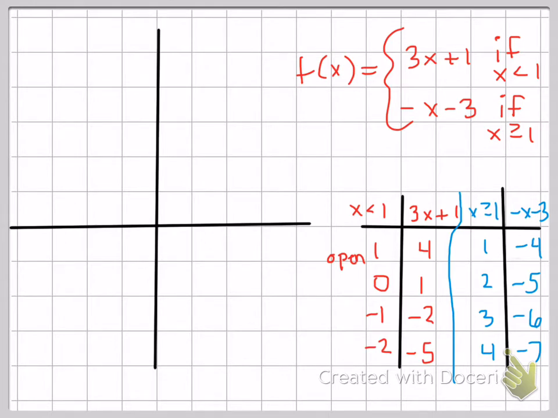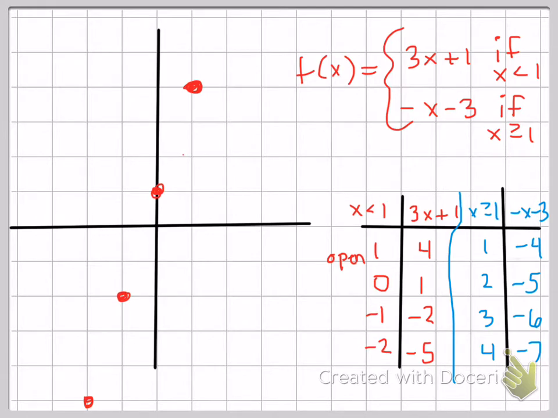So I'm going to plot my red with the red marker. So I go over 1, up 4, 2, 3, 4. Then I go 0, 1, negative 1, negative 2, and negative 2, 5. 2, 3, 4, 5. Okay, and this graph is going to continue to grow, pointing downward. A lot of times students will have these dots and they don't know how to connect them.